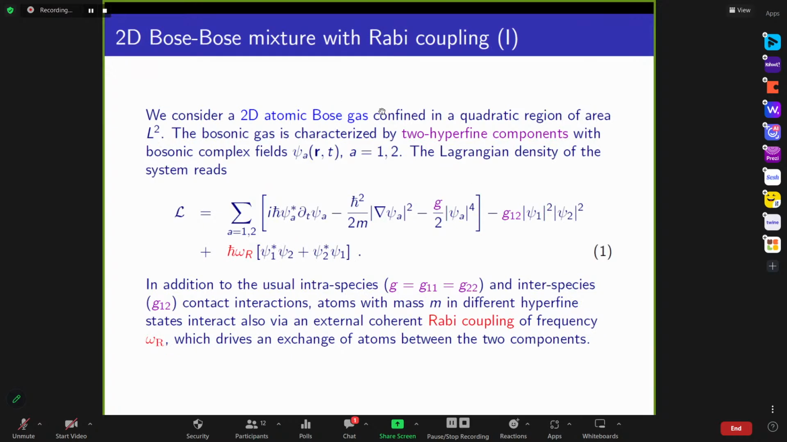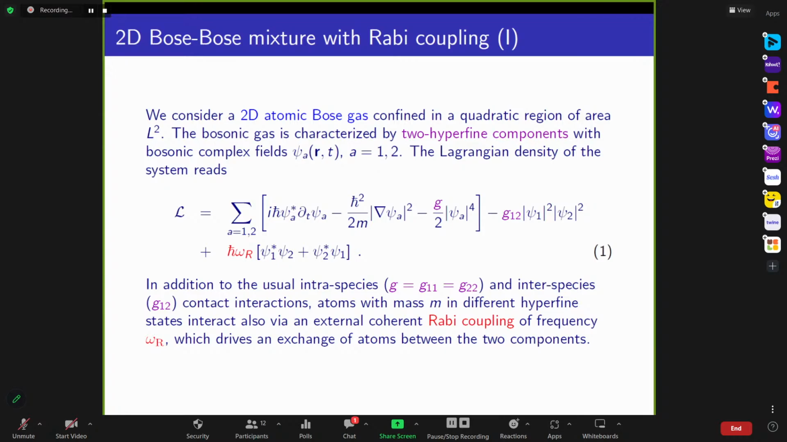So we are considering a two-dimensional bosonic gas that is confined in a quadratic region of area L, with the size L, so the area is L squared. And the bosonic gas is characterized by two hyperfine components with the bosonic fields psi1 and psi2.